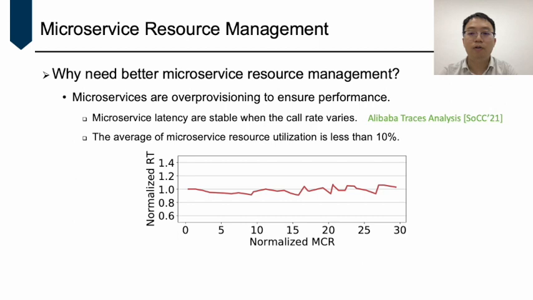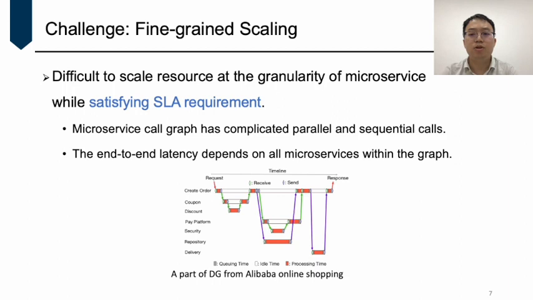It is important to improve resource efficiency for microservices. The reason is that microservices are over-provisioned to ensure performance. Alibaba trace analysis indicates that microservice latencies are stable when the call rate varies, as shown in the figure, and the average microservice resource utilization is less than 10% in the production cluster. There are three main challenges for microservice resource management.